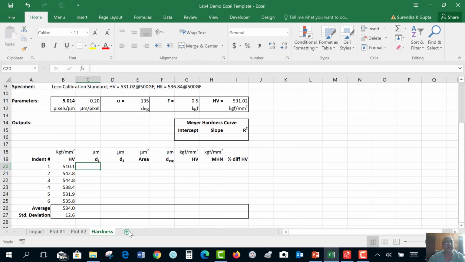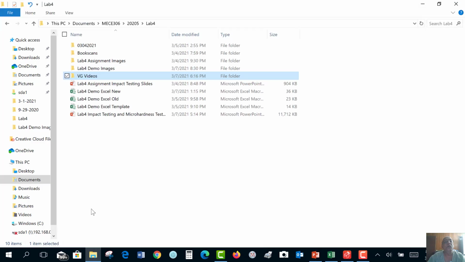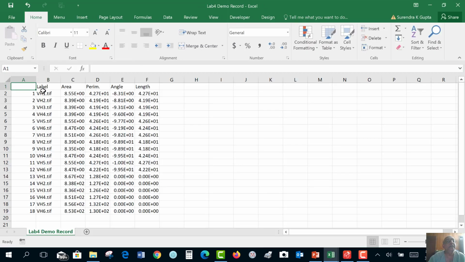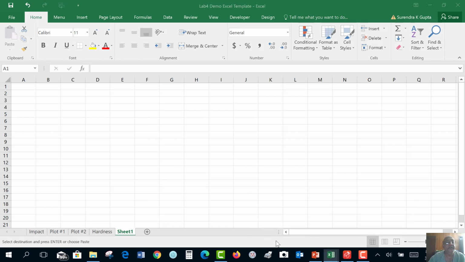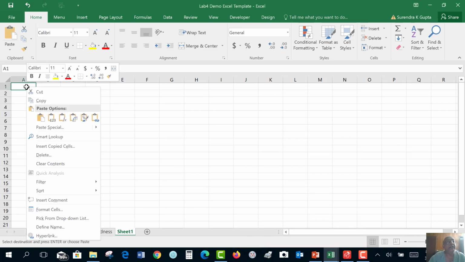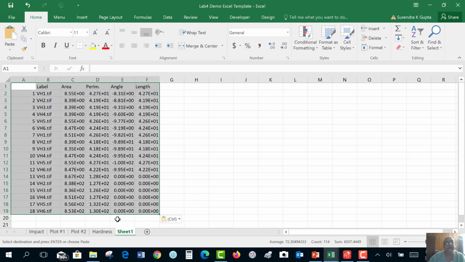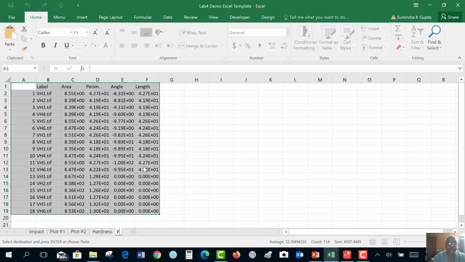Okay folks, so what we can do is we can import that data. So we can open that sheet. Let's see, it was called demo for record. Take all of this, copy, go into our other spreadsheet, and we can say paste. So this is from Fiji.